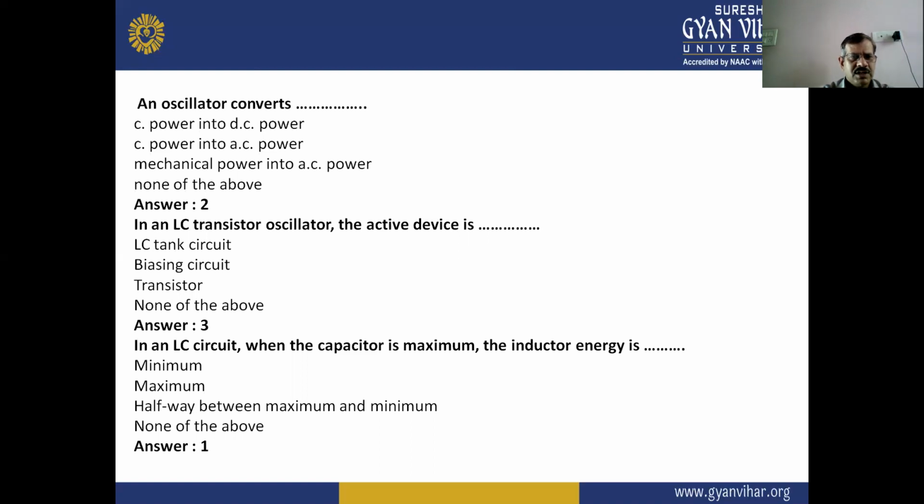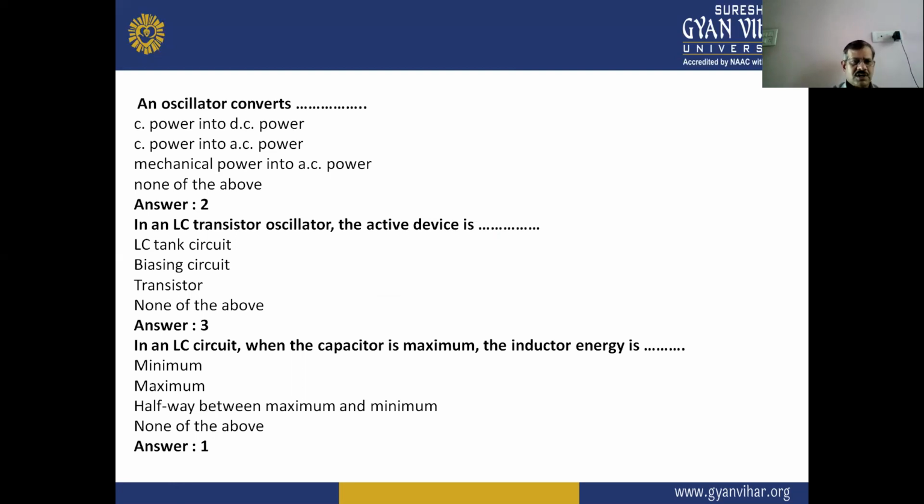In question second, in an LC transistor oscillator, the active device is: first, LC tank circuit, second, biasing circuit, third, transistor, and fourth, none of the above. The correct answer is option third. In an LC transistor oscillator, the active device is the transistor.